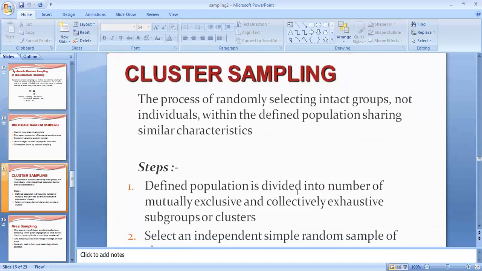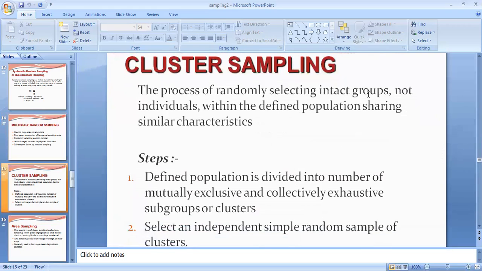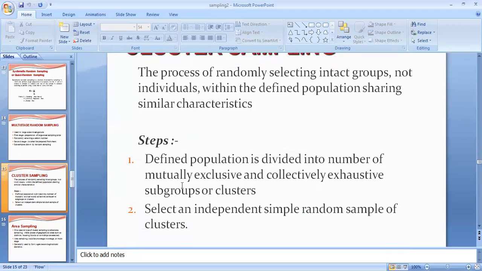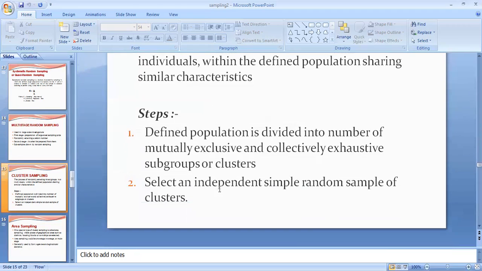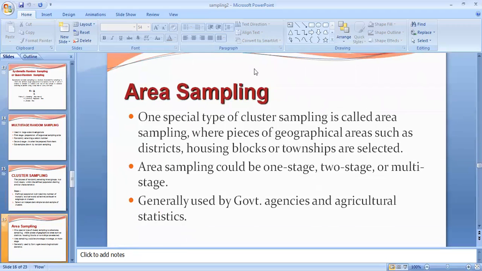Cluster sampling is another process of randomly selecting intact groups, not individuals. Then it becomes a cluster within the defined population sharing similar characteristics. There are also two steps. First, the area of sampling, what will be the area for taking the samples. One special type of cluster sampling is called area sampling, where the pieces of geographical areas such as districts, housing blocks, or towns are used.